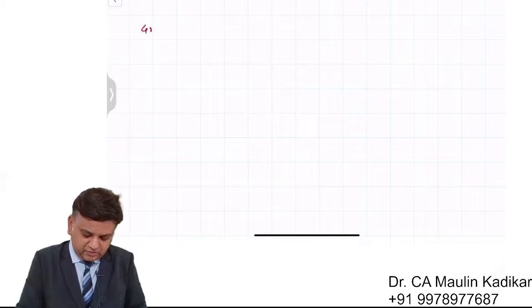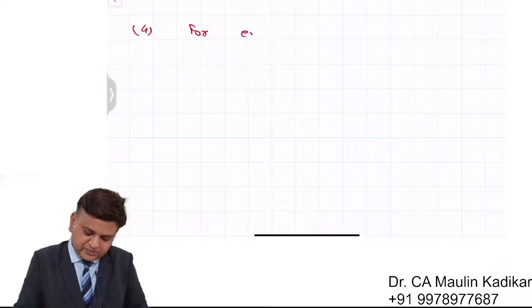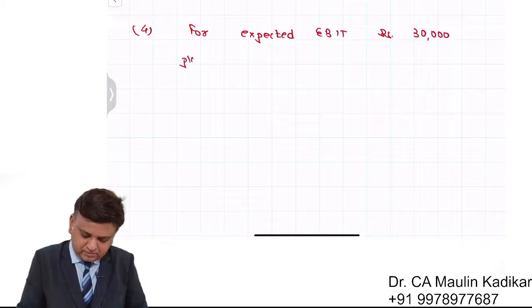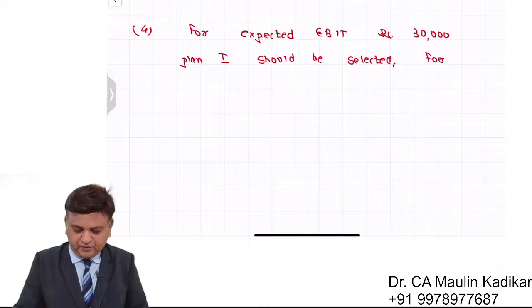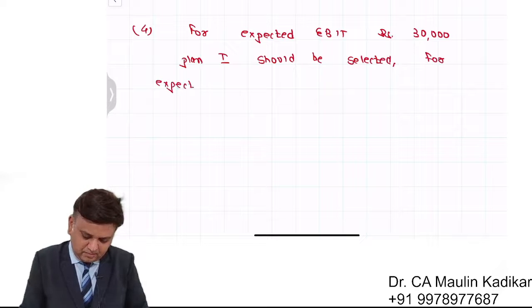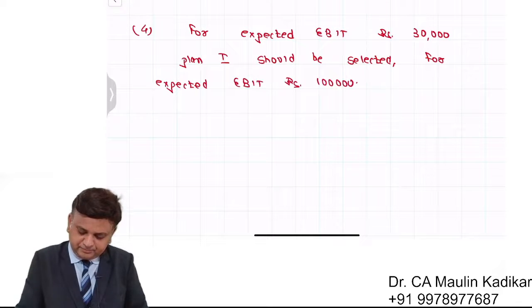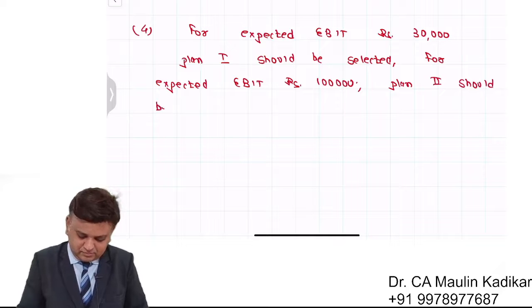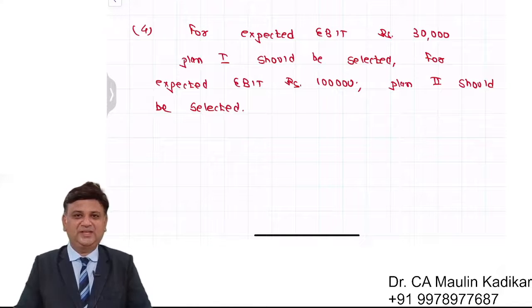So the answer for the fourth question, write down. For expected EBIT rupees 30,000, plan 1 should be selected. Comma, for expected EBIT rupees 1 lakh, plan 2 should be selected. Full stop. That is what we understand.